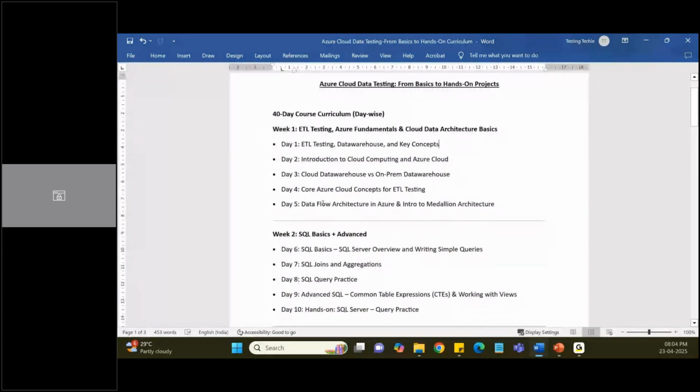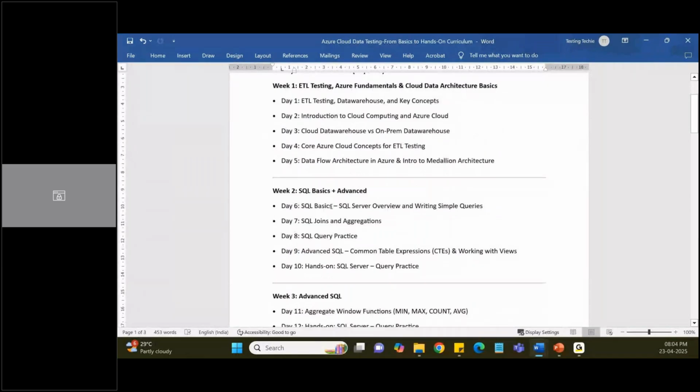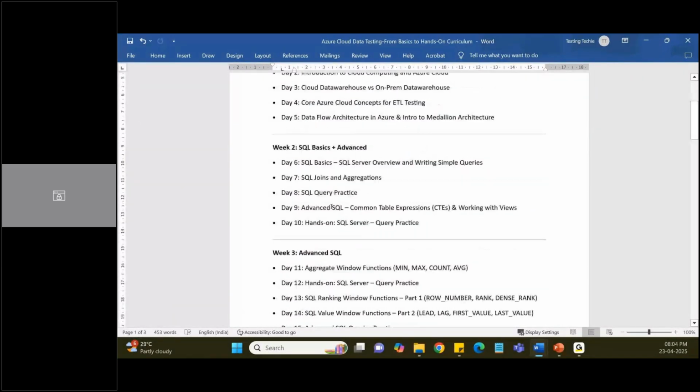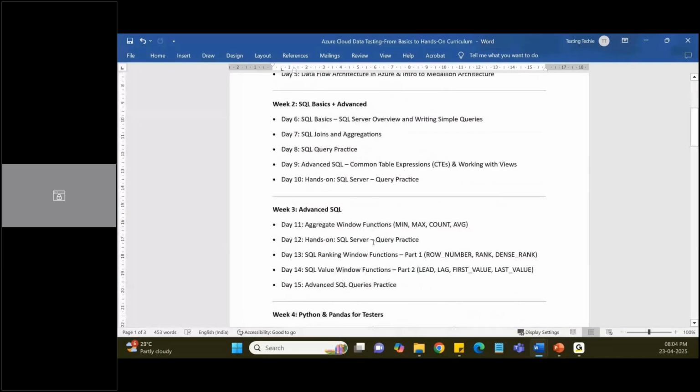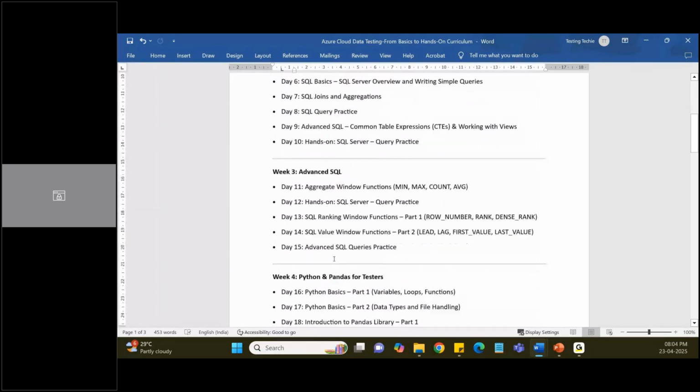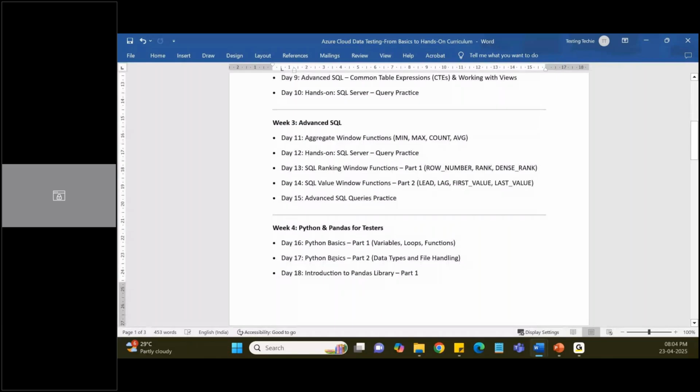In week 2 onwards, we'll start with SQL basics and we'll slowly move towards advanced sessions of SQL. We'll definitely have different query practice sessions after every theory session. So up to week 3, we'll be focusing on the key concepts and the SQL side. Then in week 4, we'll be starting with Python and Pandas, how to utilize the Pandas library for analyzing the data in terms of the testing side.